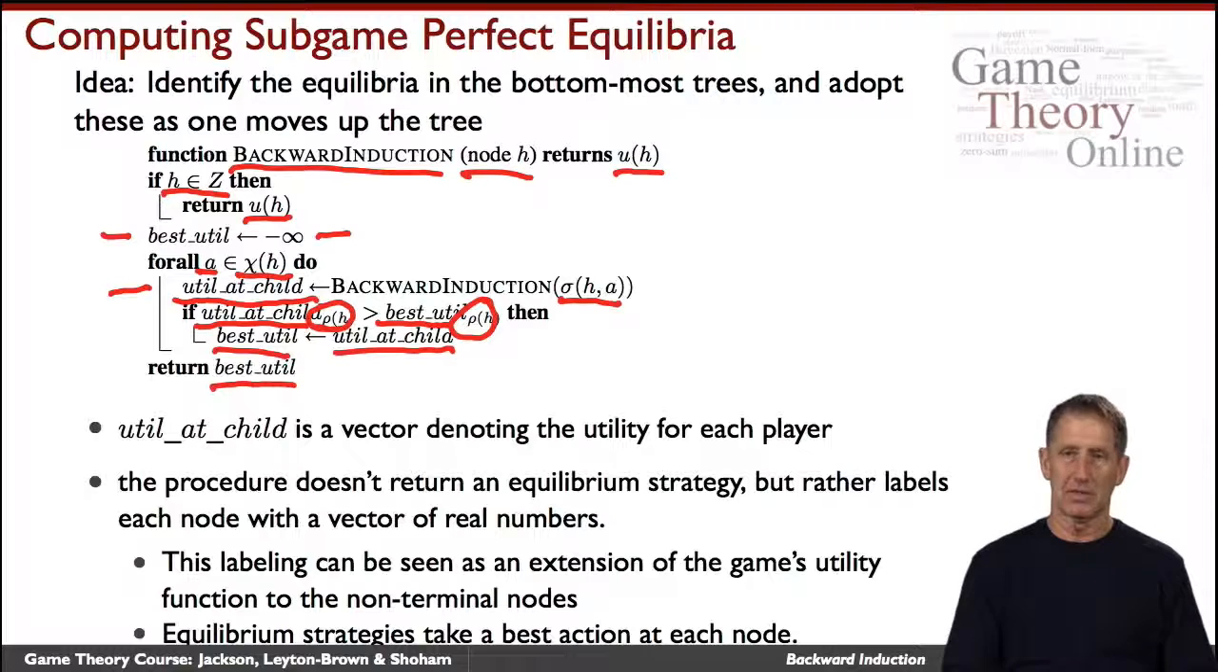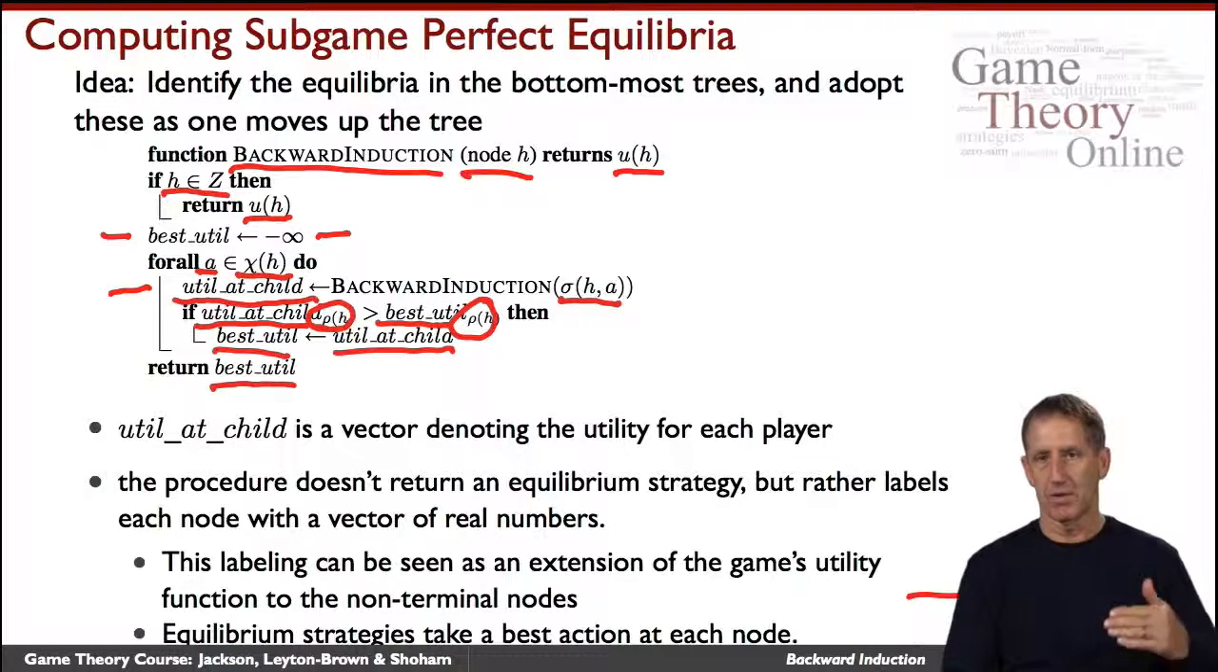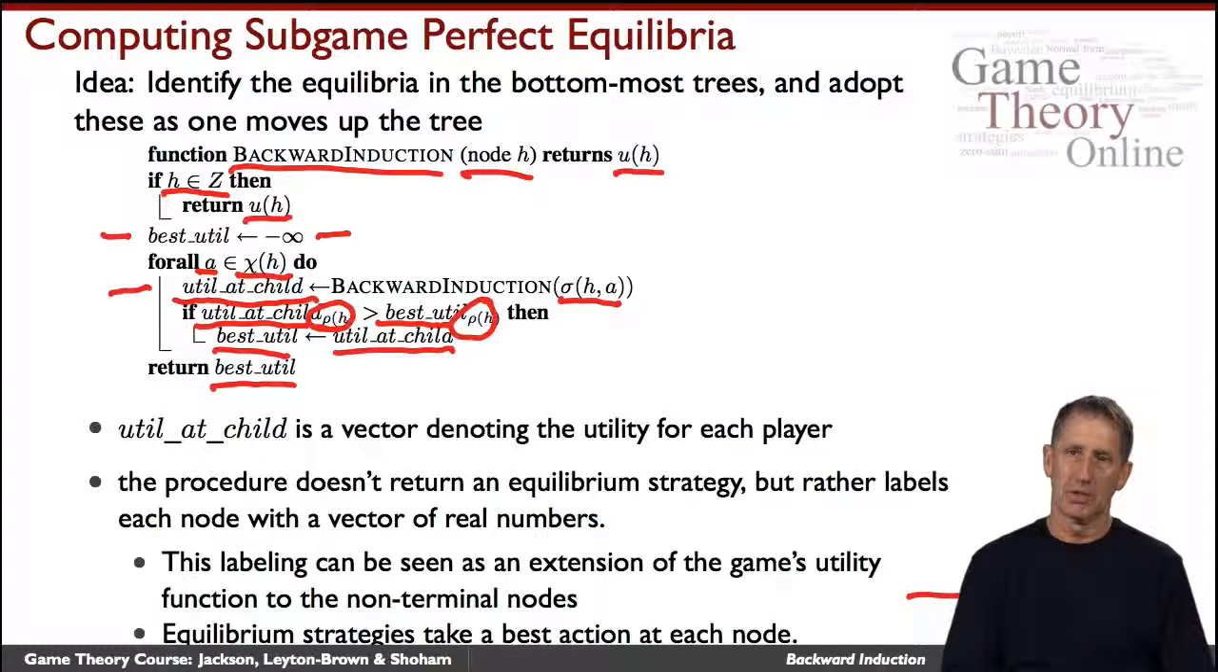In some sense, you can think of it as simply extending the payoff from the leaf nodes to all internal nodes. But even though we don't explicitly return the equilibrium strategy, the one that will be subgame perfect, it's easy to read it off those numbers, because at every node, the agent will take the action that leads to the child node with the best utility from his point of view. So that is the subgame perfect equilibrium.